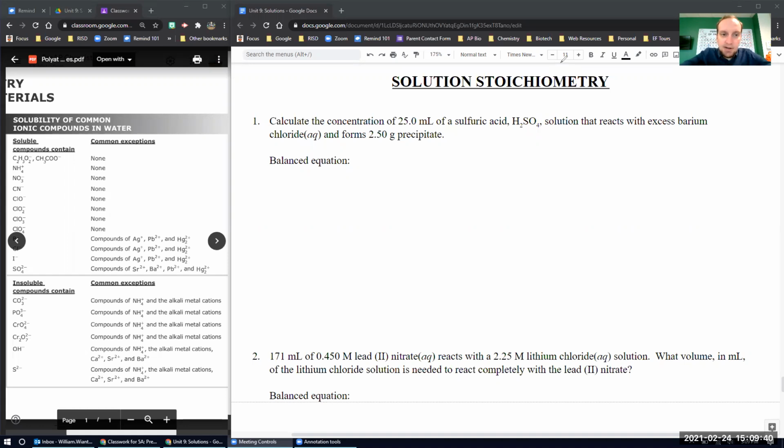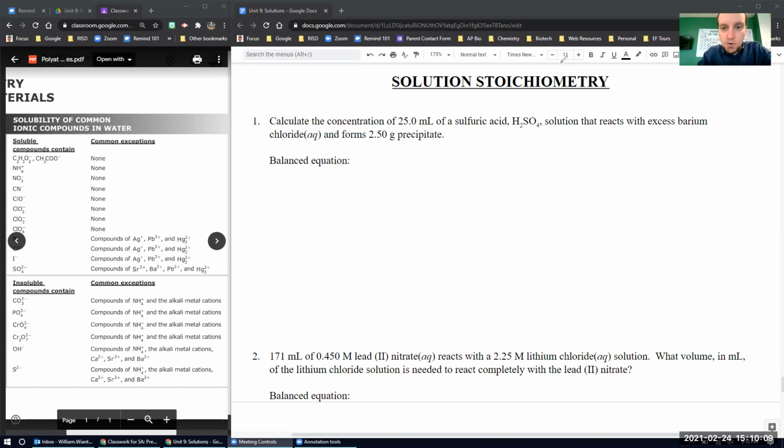All right, so what I have right here, of course, is my solubility rules on the left side of the screen and the note packet on the right side of the screen, and you'll see why I have that up, because we're going to need it. So number one, it says calculate the concentration of some volume of sulfuric acid that reacts with excess barium chloride. Again, don't worry about the word excess. And it forms some amount of precipitate. Now, they don't tell us what the precipitate is, so that's why I'm going to need the solubility rules on the left side of the page.